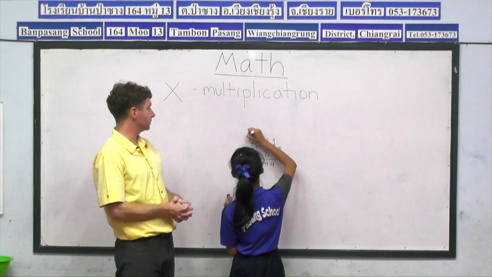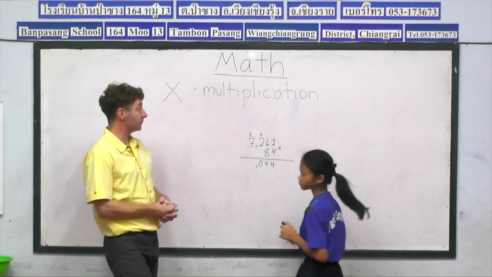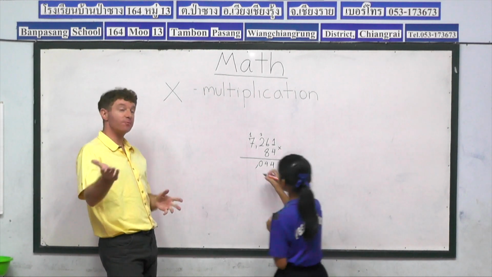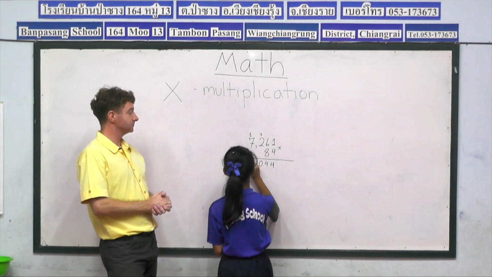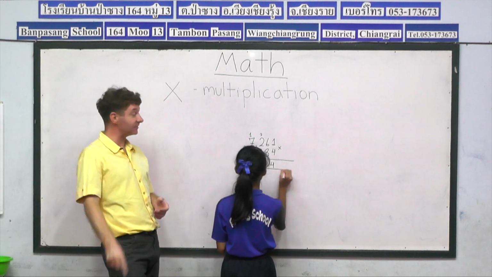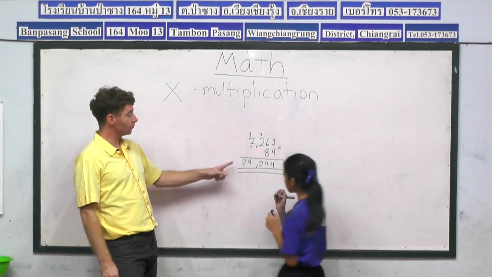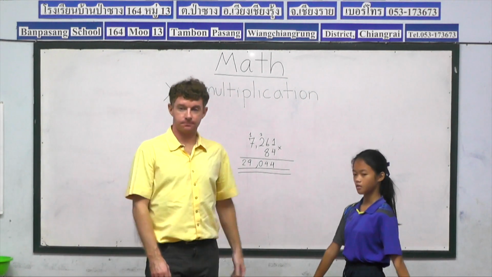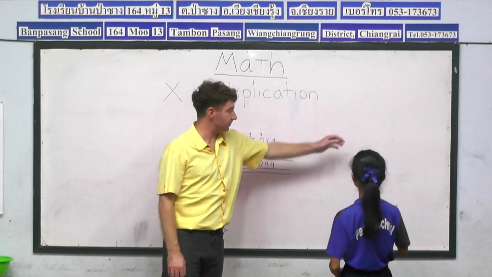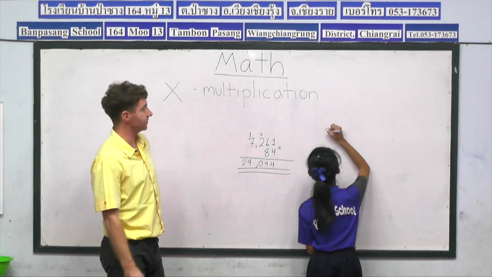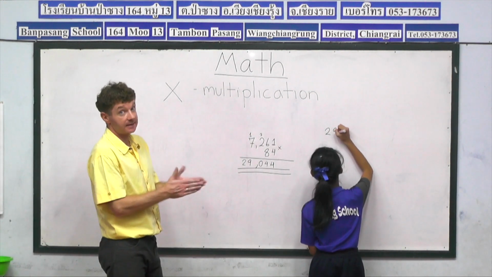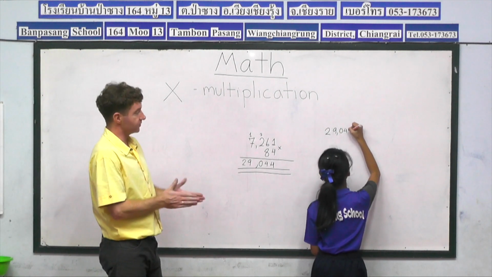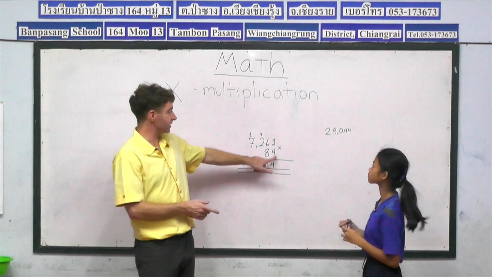0 plus 1. 4 times 7, 28 plus 1, 29. So we have our first answer. 29,044. So Dan, let's write that answer somewhere over here to keep a note of it, because we'll need it again later. 29,044. So we've done our ones calculation.